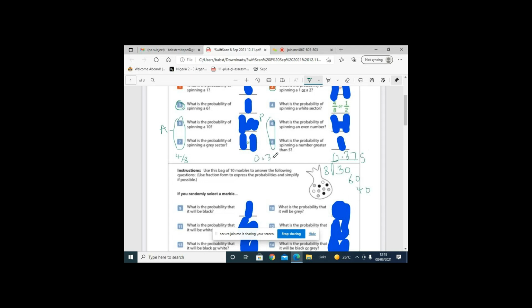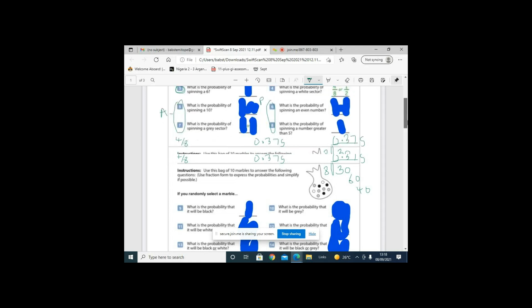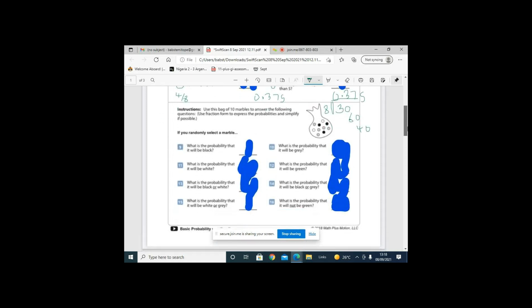So I'm supposed to do the percentage now. If I move it 2 places, that's 37.5%. Yes, that's it. So I'm happy that you are getting it. It's just for you to apply the knowledge to get into it.